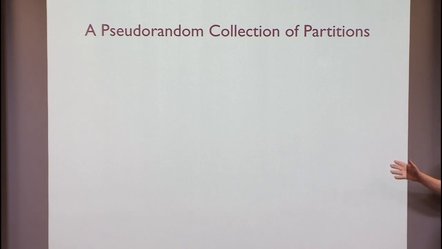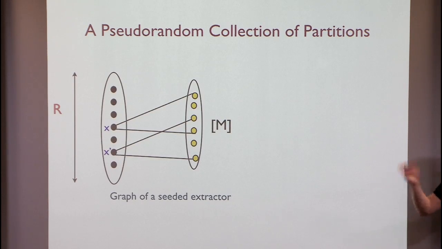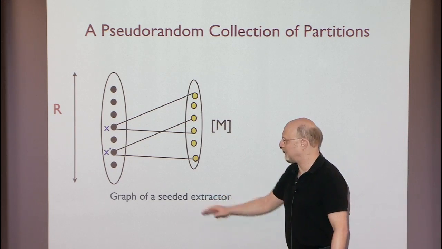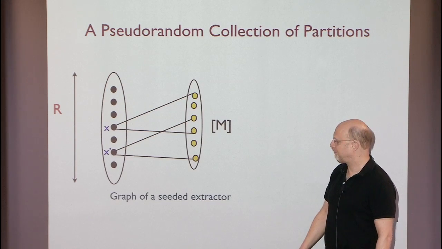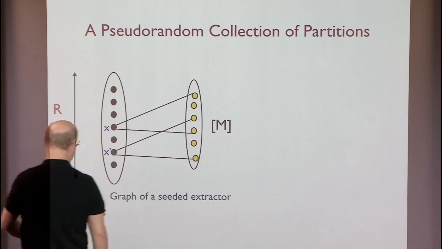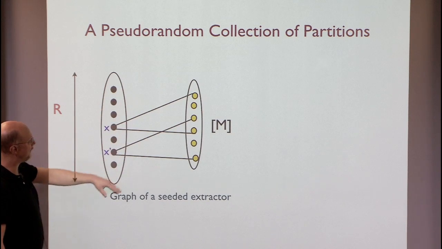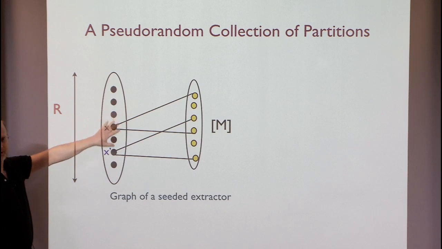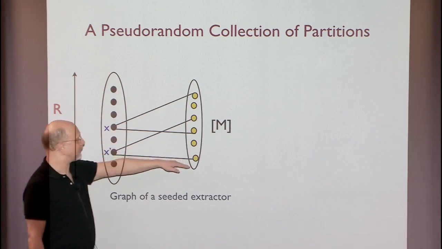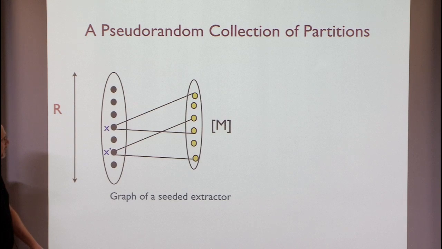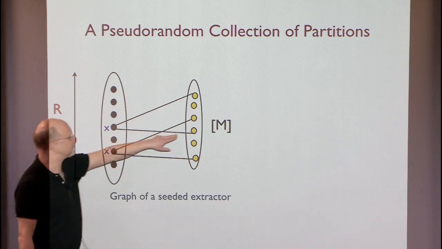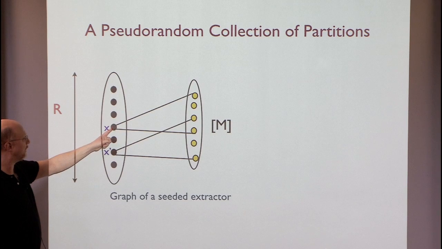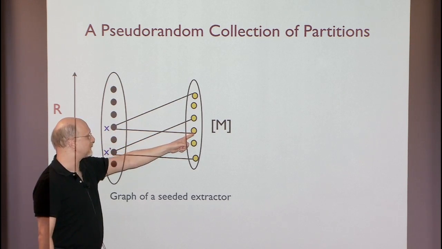So how are we going to construct these partitions? We're going to, again, appeal to extractors, seeded extractors. So we're going to look at a graph of a seeded extractor. Usually we think of an extractor this way. On the left side, we're going to put all the possible inputs to the weak random source. And on the right side, we're going to put all possible outputs. And we're going to connect a string here to a string here if some seed on input this can output this.